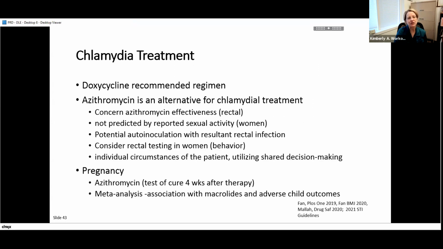So because of this, the treatment for chlamydia was changed to doxycycline. Azithromycin is now an alternative. We have a concern, especially if you're going to give azithromycin to women, that there's a potential for auto-inoculation of the rectum, given what I just showed you about the problem with rectal effectiveness. So what's in the guidelines: if you choose to prescribe azithromycin, you should consider rectal testing in women after you treat the patient to make sure that the infection is eradicated.